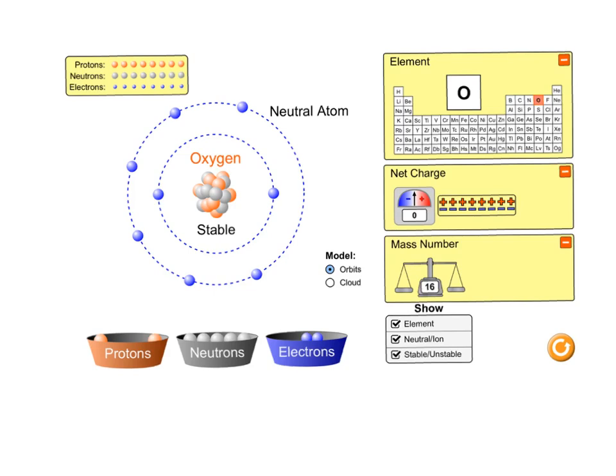So looking at oxygen, we know that oxygen is now in group 6. It's going to have 6 valence electrons, 1, 2, 3, 4, 5, 6. Yes, it's got 8 electrons in total, 8 protons, 8 electrons in a neutral atom. But now let's look at filling the outer energy level.